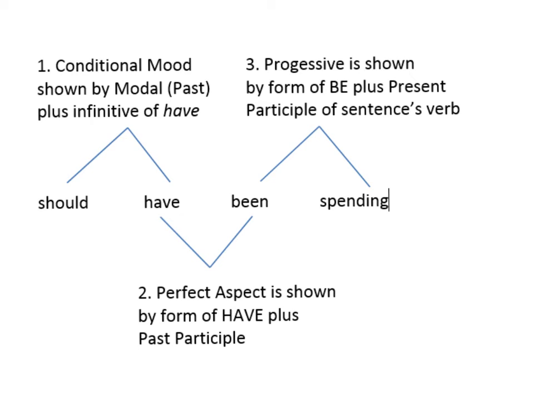First of all, conditional mood is shown by using a modal, which is in the first position, and it's in past tense, plus the infinitive of have. Okay, so modal plus infinitive form.